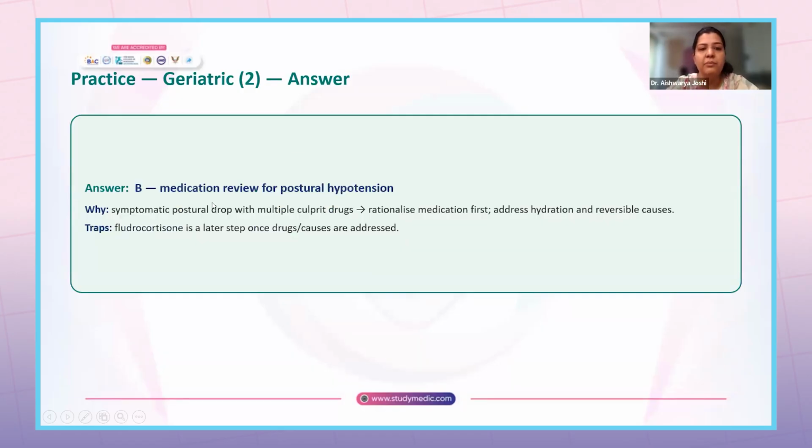Symptomatic postural drop with multiple culprit drugs. Rationalize the medicines first. Address hydration and the reversible causes. Fludrocortisone is a later step once the drugs have been rationalized.